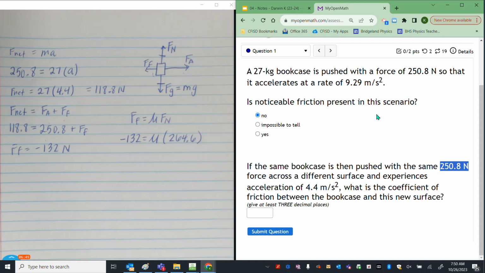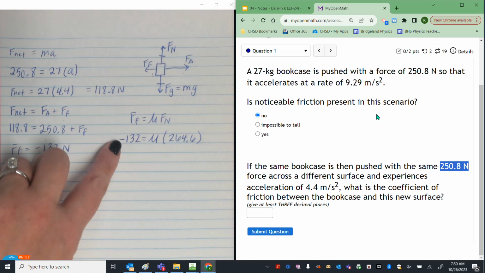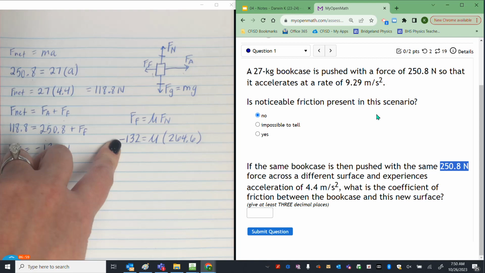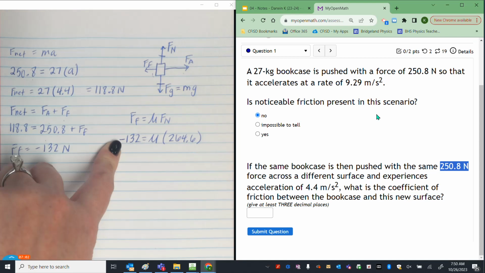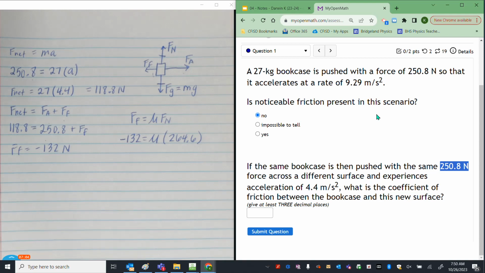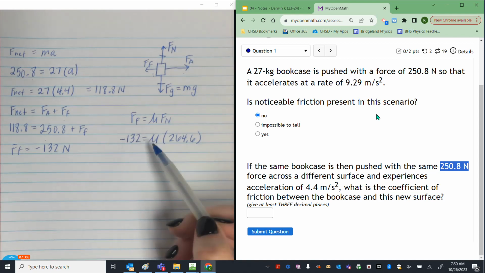Now I'm going to tell you this. Mu is a ratio. It's scalar. It doesn't have direction. So this negative sign is going to make it look like I have a negative mu. You don't. Whenever you report your answer to mu, you can't have a negative. So if you have a negative there, just don't type it in. Take it off, because you're going to get a negative whenever you put force of friction in here.